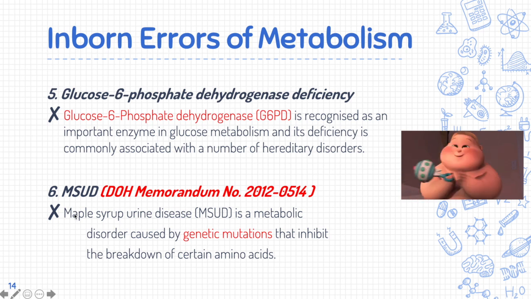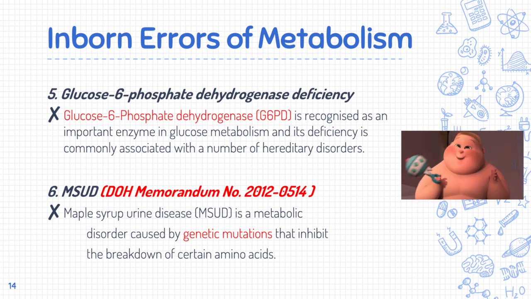All right. So moving on, we also have glucose-6-phosphate dehydrogenase deficiency, which is actually one of the most common inborn errors of metabolism. So G6PD, as I call it, is recognized as an important enzyme in glucose metabolism. Because if you go to glycolysis, you can see that G6PD is one of the first enzymes that will participate in glycolysis. And again, glycolysis is very important. Not only that, G6PD also is a key factor in the maintenance of the integrity of your red blood cells. Okay?